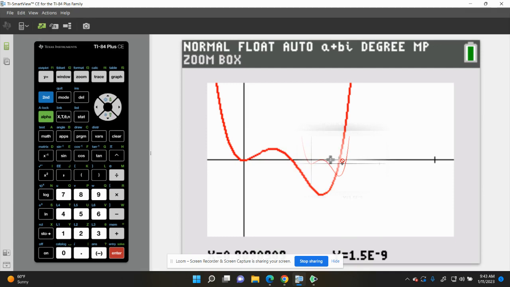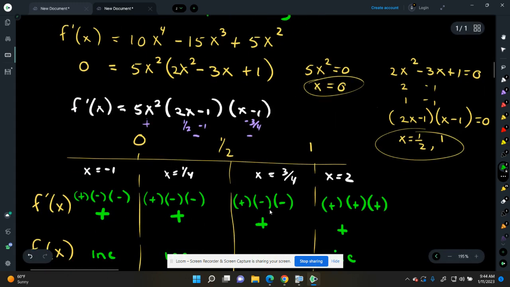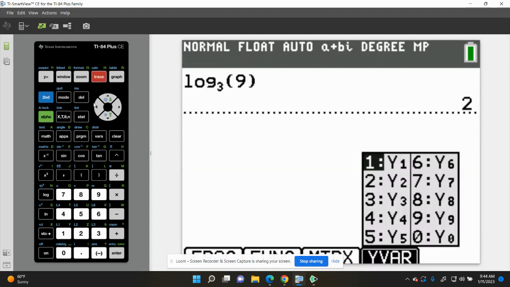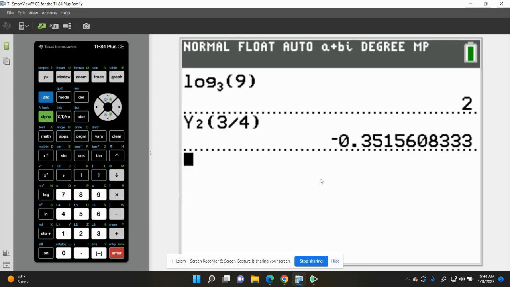So I'm going to go back and check my values. Okay, between 1/2 and 1, it looks like it's going negative. So between 1/2 and 1, we've got a positive 3/4. So what I'm going to do is, y2 is my derivative, right? So I'm going to go y2, and I'm going to put 3/4 in there. So I'm going to evaluate the derivative at x equals 3/4. Let my calculator do the work for me. And I do get a negative number.